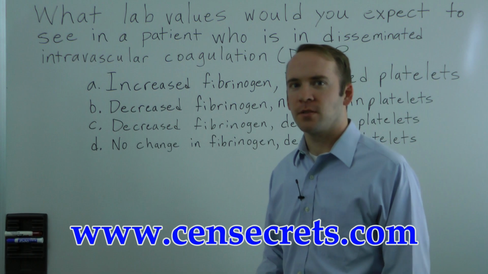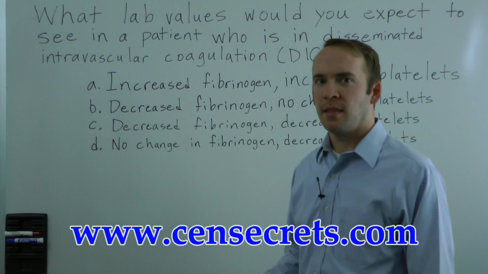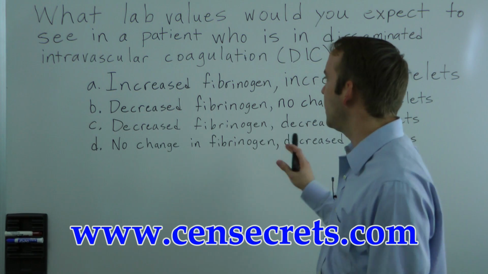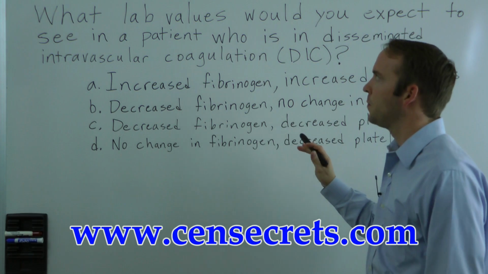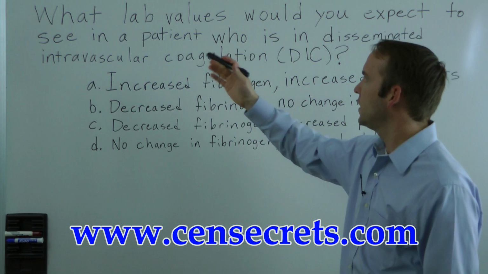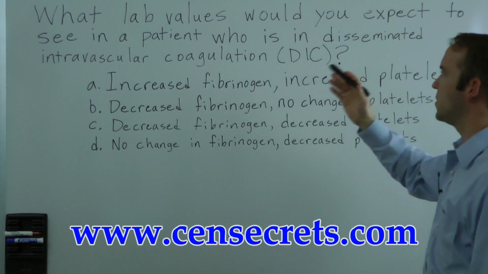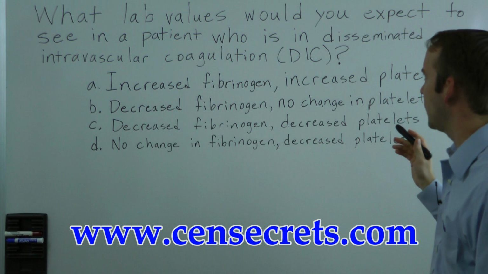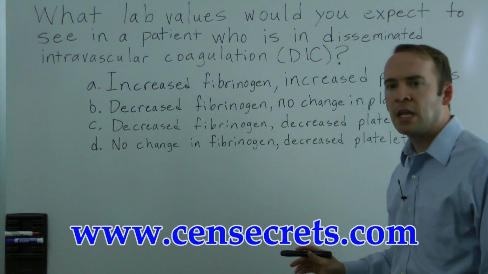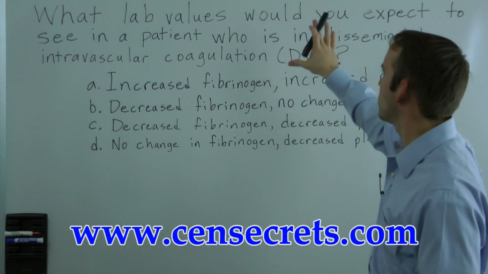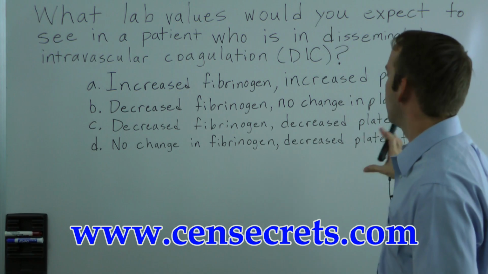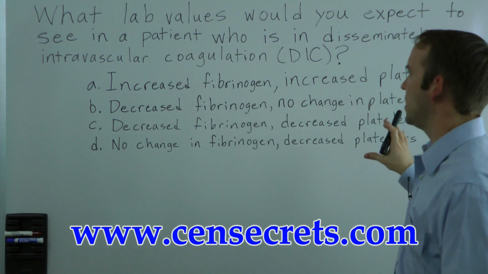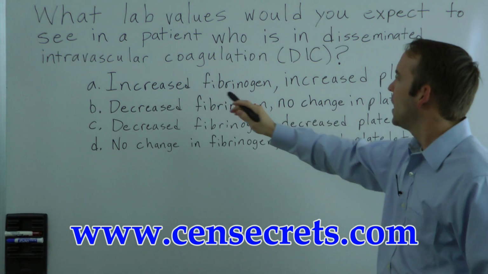Let's take a look at how to solve a possible problem that you may not know the answer to just by using some of the clues that are in the answer choices. Here we have a question: what lab values would you expect to see in a patient who is in disseminated intravascular coagulation, or DIC? But the goal is not to try to answer that particular question, but let's skip on to the answer choices and see what sort of information does this contain.